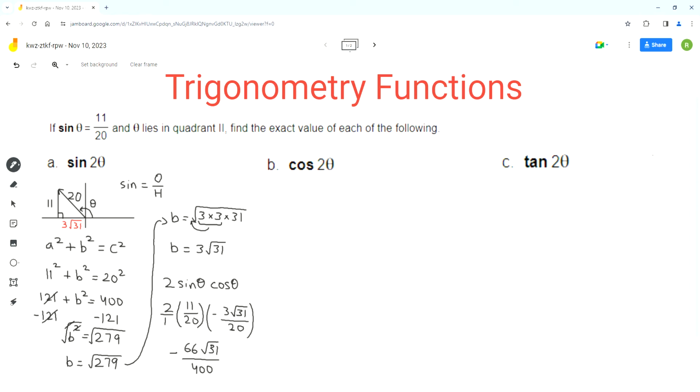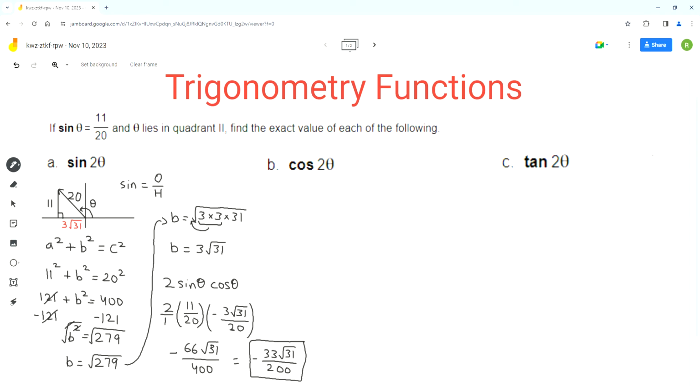Now we can simplify this fraction. So we can reduce this fraction by 2 because 66 and 400 are even numbers. So our final answer here should be negative 33 square root of 31 over 200. So this should be the final answer for part A, sine 2 theta.